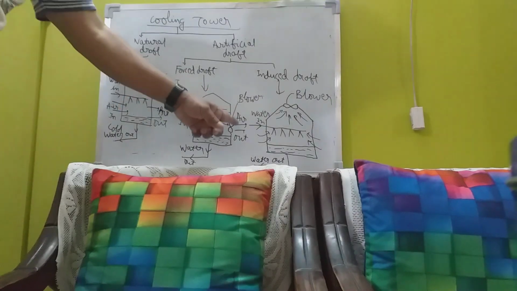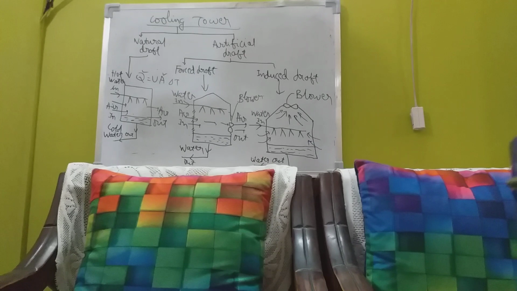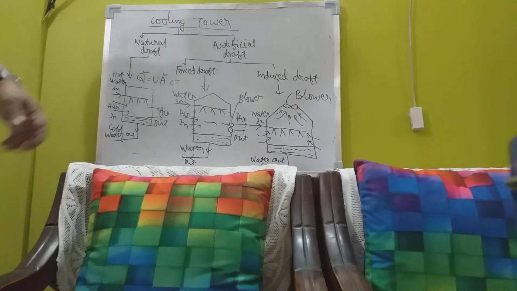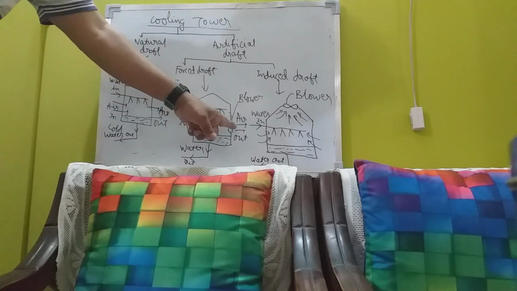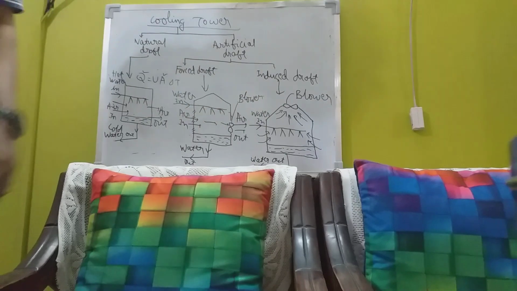Now in case of the second type of cooling tower, generally the cooling tower is placed on the rooftop or at the ground floor level. If you place the cooling towers at the rooftop, then there should be sufficient horizontal space through which air can pass out.